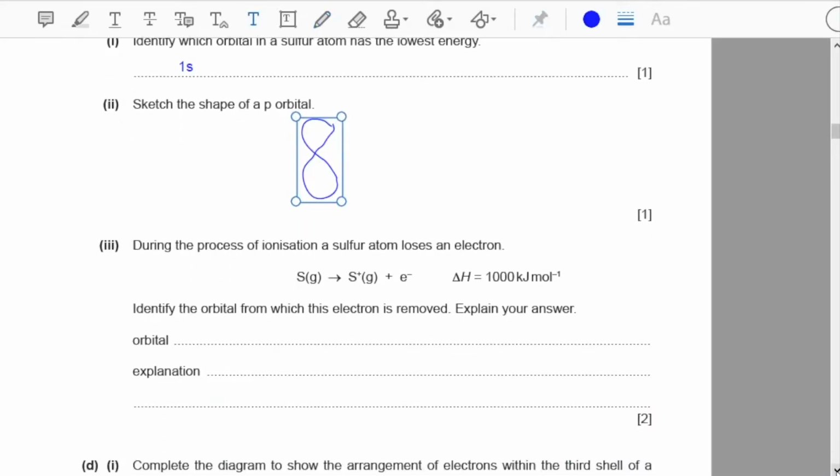Part 3. During the process of ionization, a sulfur atom loses an electron. Identify the orbital from which the electron is removed. Explain your answer. So sulfur, first of all, has its electron orbital energy level as follows: 1s2, 2s2, 2p6, 3s2, and 3p4. It will be losing its first electron from 3p orbital. So first electron will be lost by 3p orbital because it is the highest energy level.